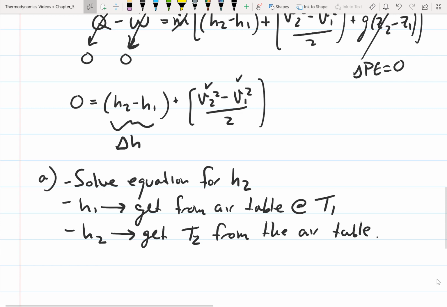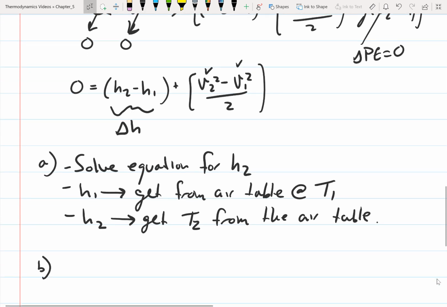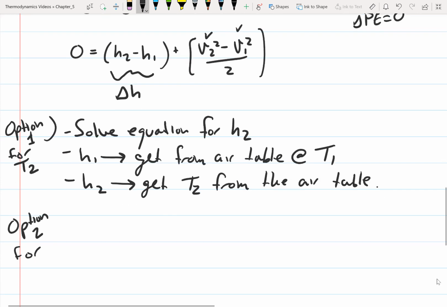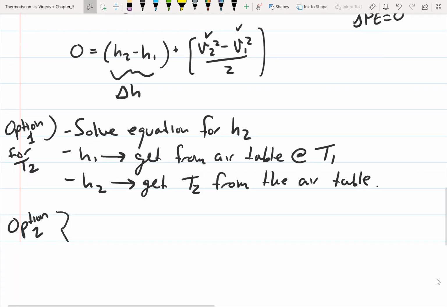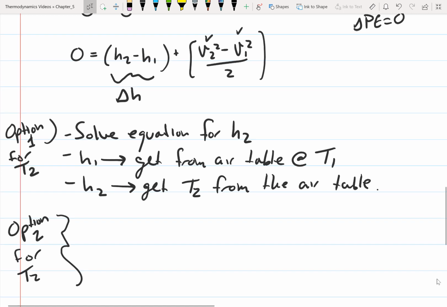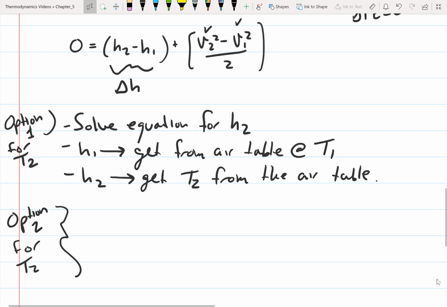The other thing we can do, since we can assume constant specific heats, is, so I'm going to say this is B. Actually, I'm going to call this option 1 to solve for T2, and the second one is option 2 to solve for T2. So the other thing that we can do, and we only need to do one of these, I'm just showing you the two ways that you can approach solving this. The second way you can do this is you can assume constant specific heat, which we already did because it's ideal gas. So assume constant specific heat.